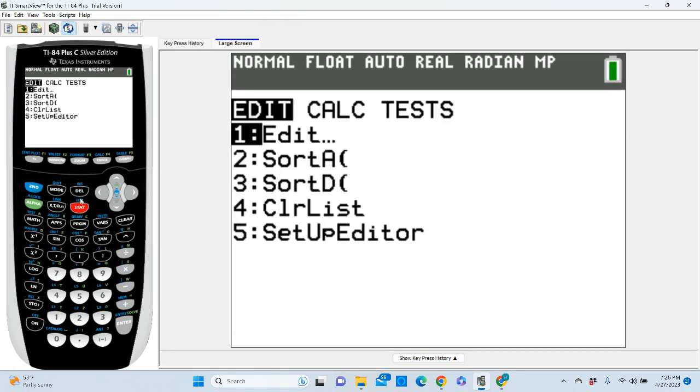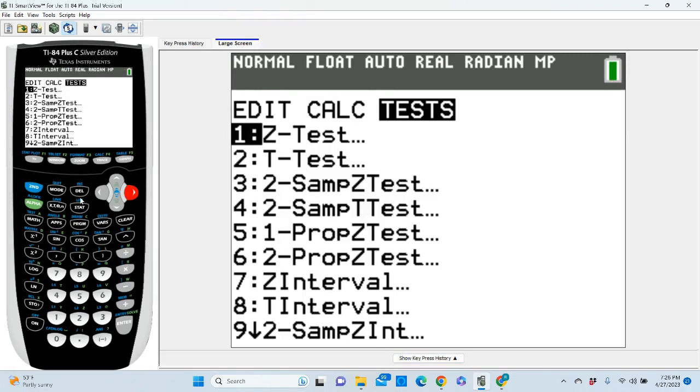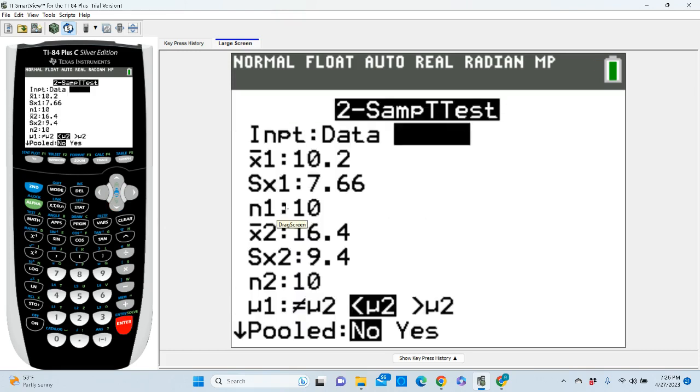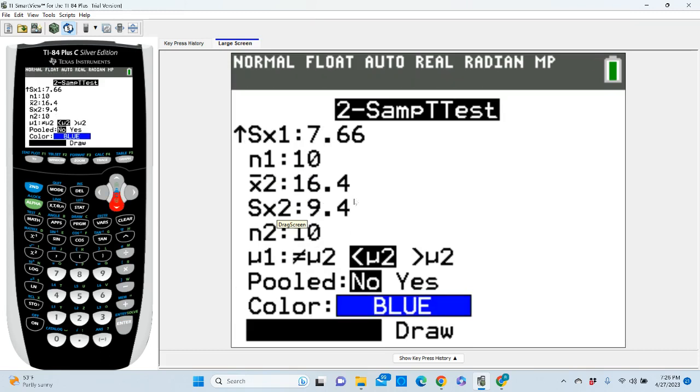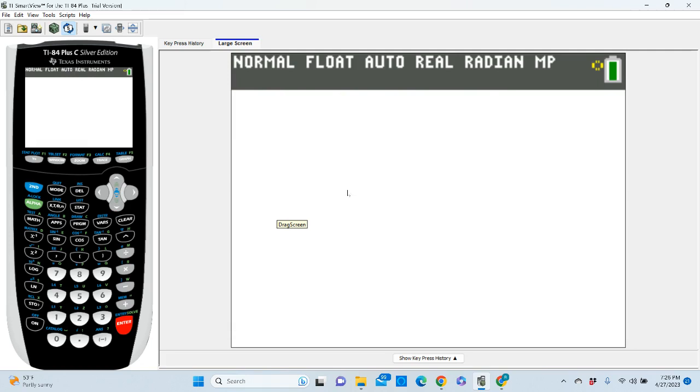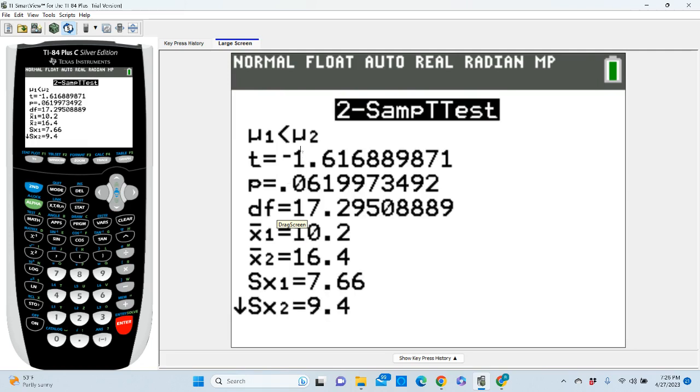Stat, tests, 2 sample t-test. Okay, here's all the data I put in before. Scroll down to the bottom and you're going to see here my test statistic. Here's my p-value.